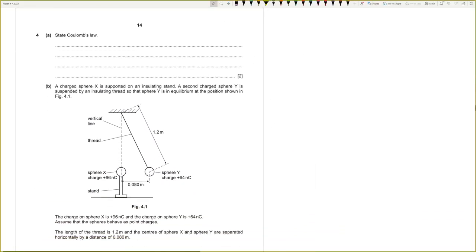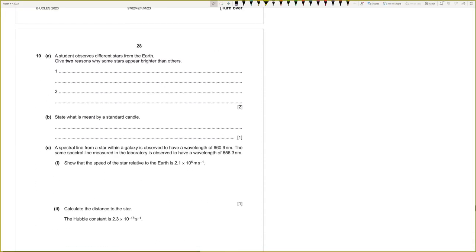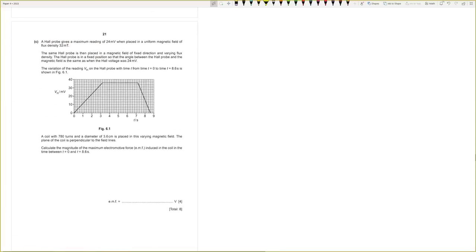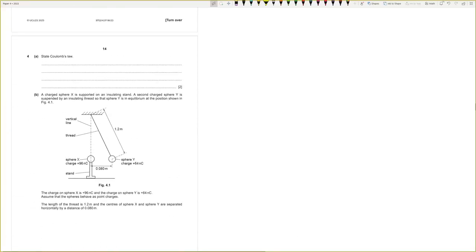Moving on to question number 4. How many do we have in this paper in total? We have 12 or 13 maybe. Oh, we have 10 questions only. Interesting. So let's start question 4.